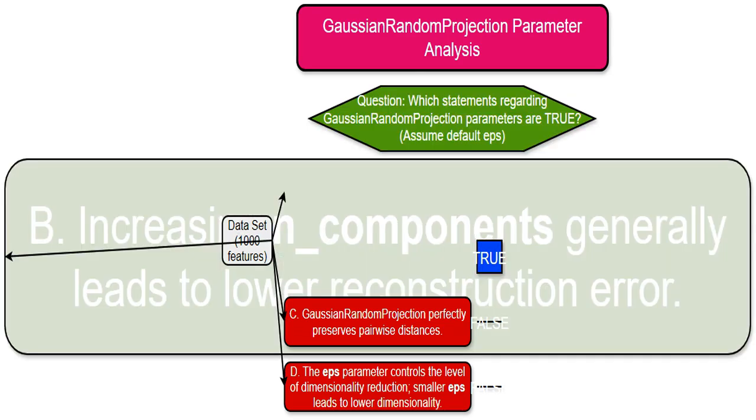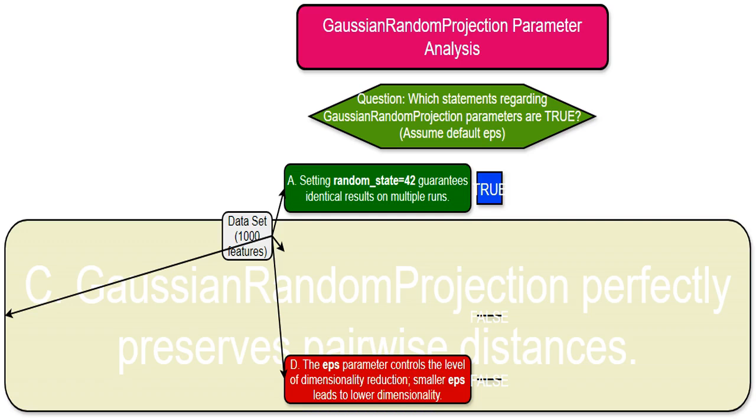The "n_components" parameter determines the dimensionality after reduction. Increasing it means you retain more information from the original dataset. Think of it as keeping more pieces of a puzzle. Less information is lost, resulting in a lower reconstruction error, the difference between the original and reduced data. Thus, this is true. This statement is incorrect.